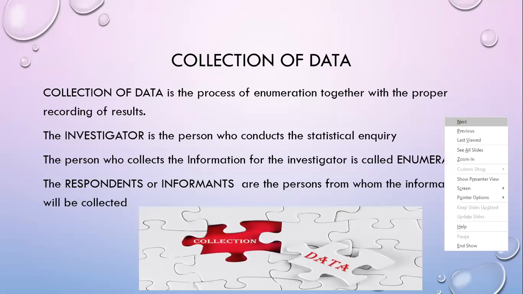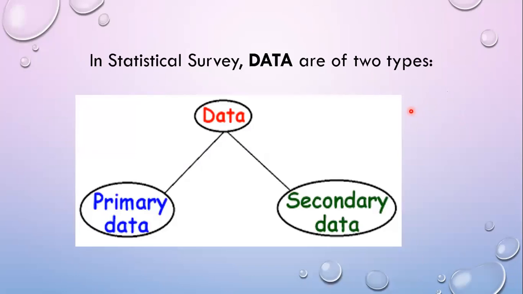Any doubt, students, till now? Okay, in the statistical survey, data are of two types. This I will explain again in the next class. So data are primary data and secondary data. They will ask you about two types of data, that is primary and secondary data. Okay, I'll stop here with the class.